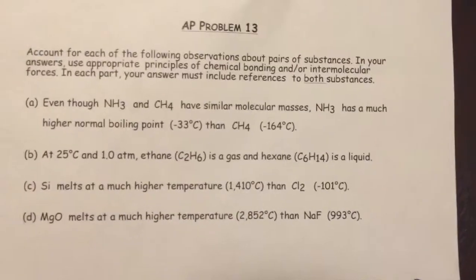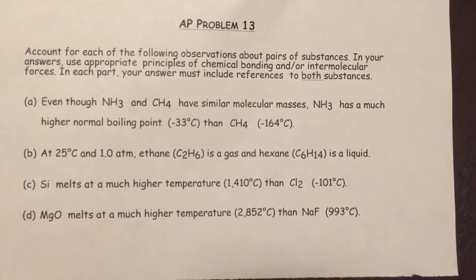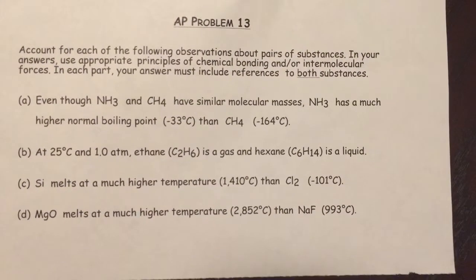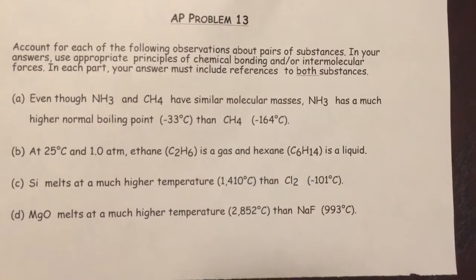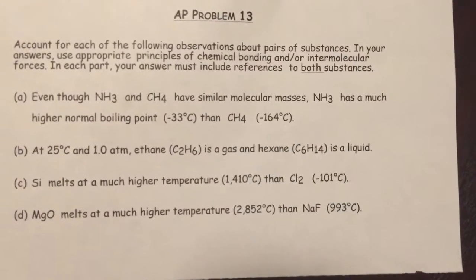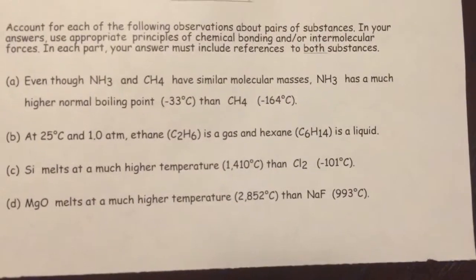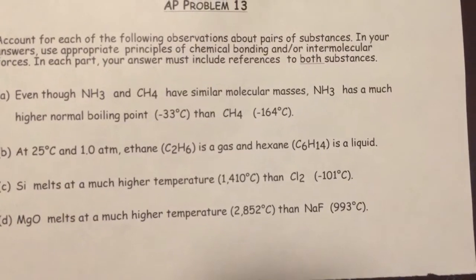Part A says, even though NH3 and CH4 have similar molecular masses, NH3 has a much higher normal boiling point of negative 33 degrees Celsius than CH4, which has negative 164 degrees Celsius.